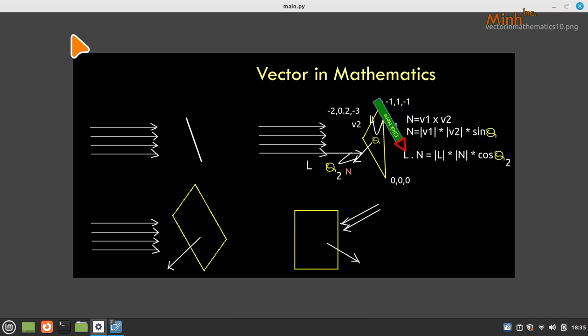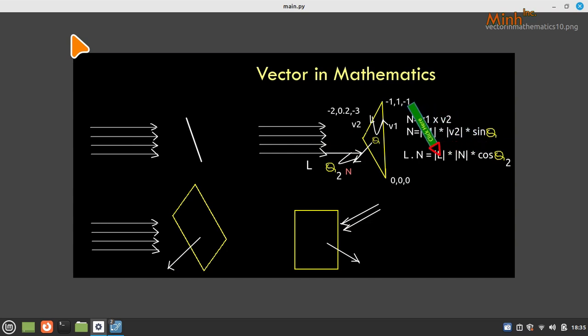Okay, actually when we say theta, we mean theta 2. If this angle is 0, then L and N means rotated L. This is the direction of the light, but in computation we will reverse it. So L dot N, cos theta 2, would be maximum.